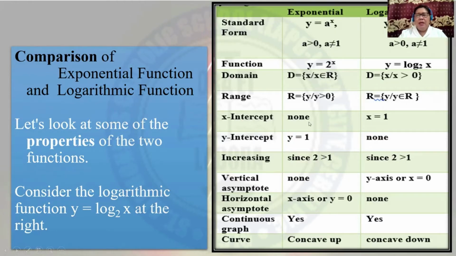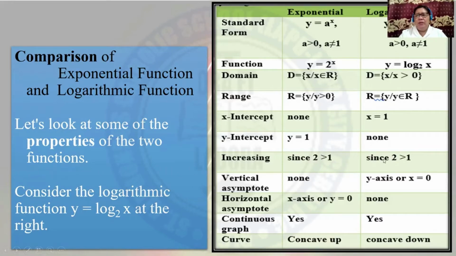There is no x-intercept for exponential. For logarithmic, the x-intercept is equal to 1. This is also the value of the zero of the function. For the y-intercept, y is equal to 1 for exponential, and for logarithmic, it is none. And the trend is increasing since 2 is greater than 1.